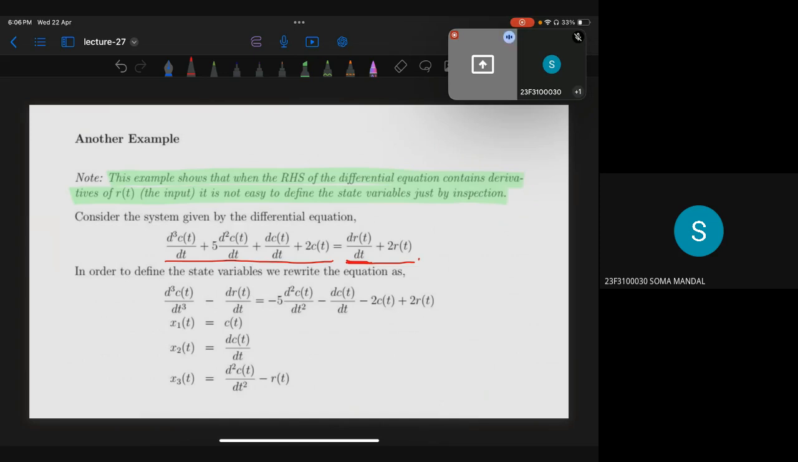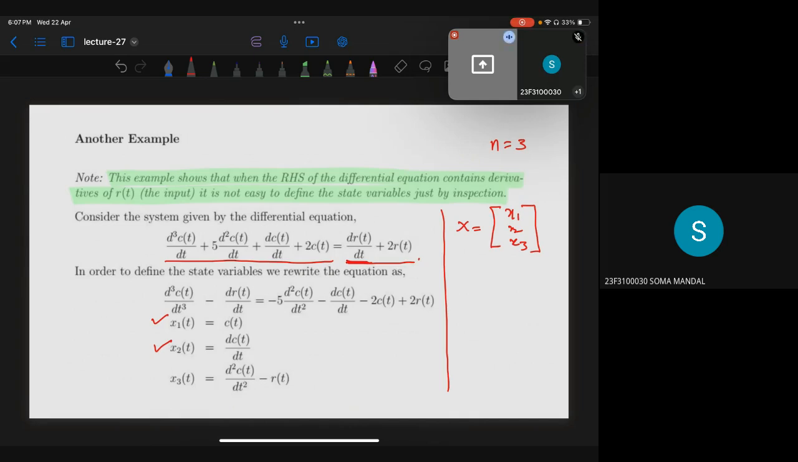Generally, the procedure is the same. Here n is equal to 3. So the x vector is x1, x2, x3 only. We follow the same procedure. First, x1 you choose as output, c of t. Then x2 is dc of t by dt.